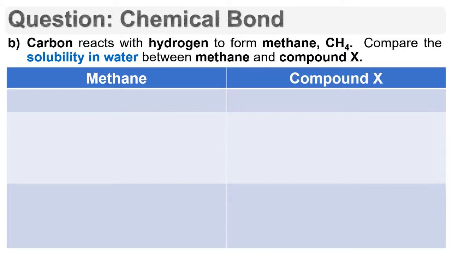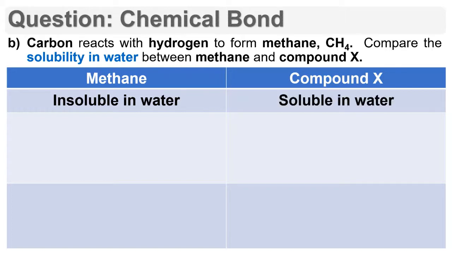However, their insolubility may be altered when the compound forms hydrogen bond with water. For this to occur, the covalent compound must have H and FON, which is hydrogen atom bonded to a highly electronegative fluorine, oxygen, or nitrogen atom. Methane molecule has hydrogen atom bonded to carbon atom. Therefore, methane is insoluble in water. Molecule of compound X has hydrogen atom bonded to nitrogen atom. Therefore, compound X is soluble in water.